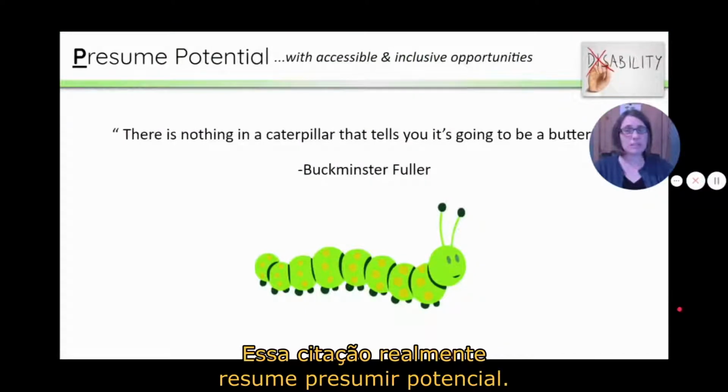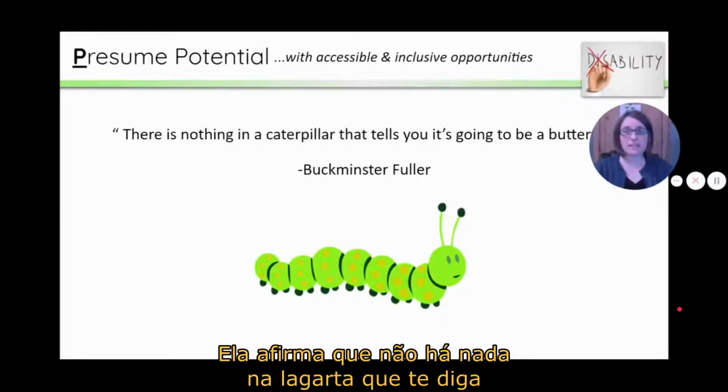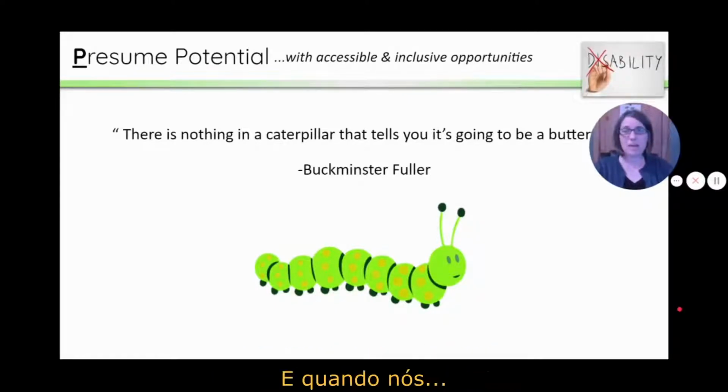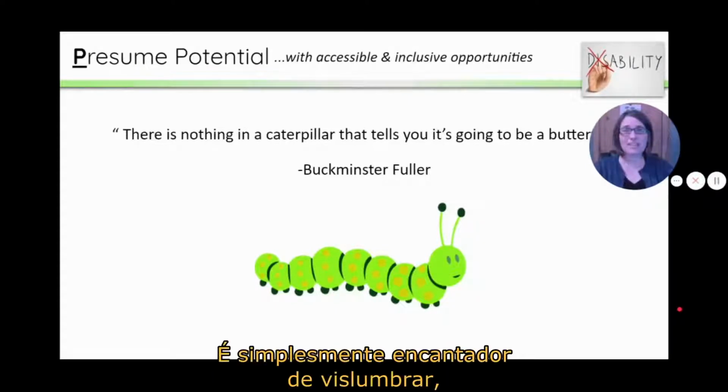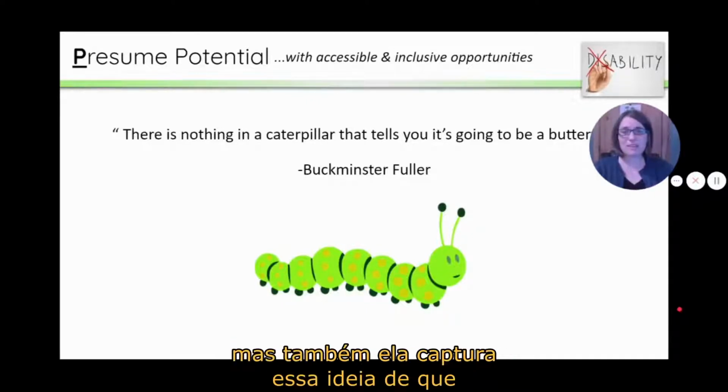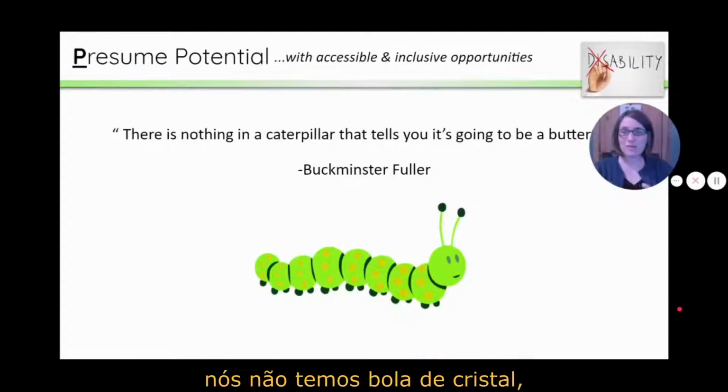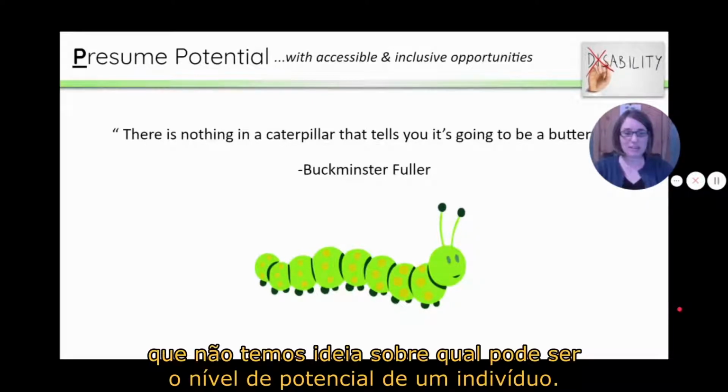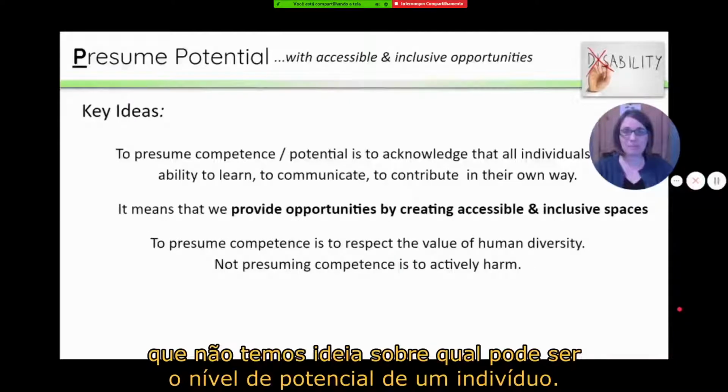So this quote really sums up presumed potential. It states, "There is nothing in a caterpillar that tells you it's going to be a butterfly." It's delightful imagery, but it really captures this idea that we have no crystal balls and we have no insight into what an individual's upper potential may be.